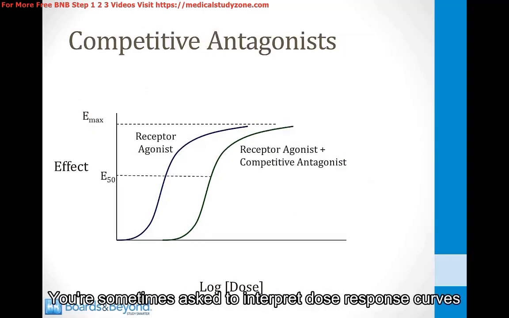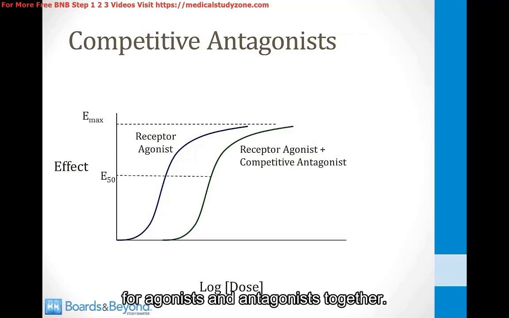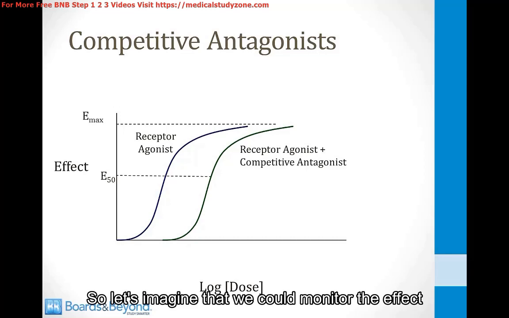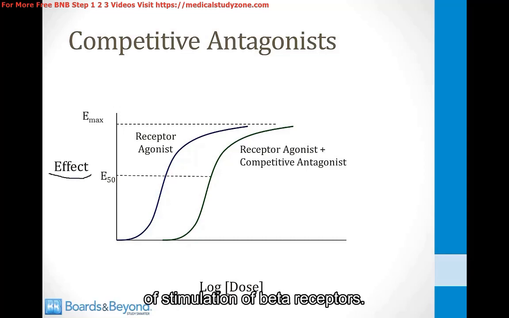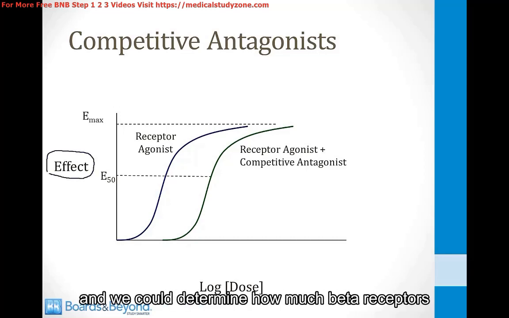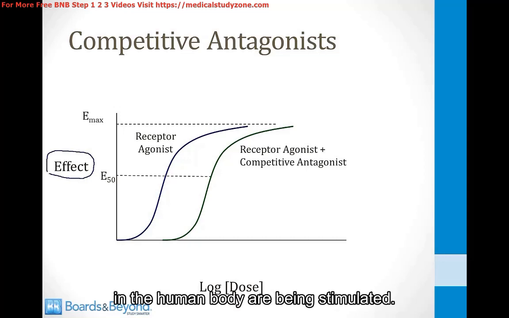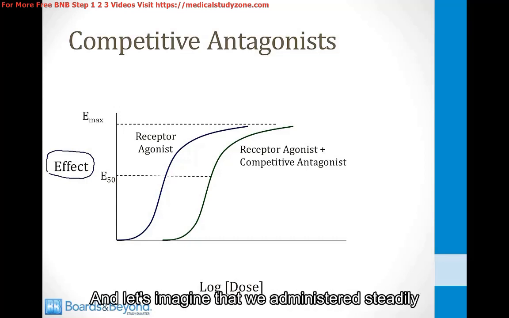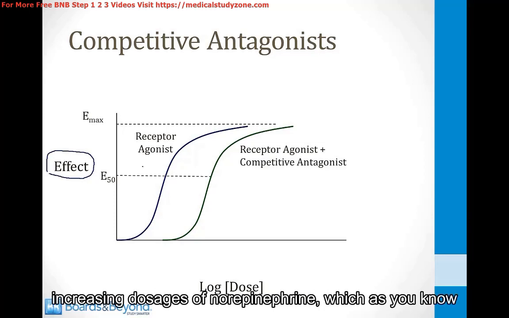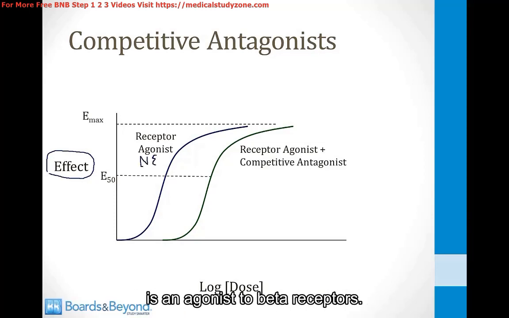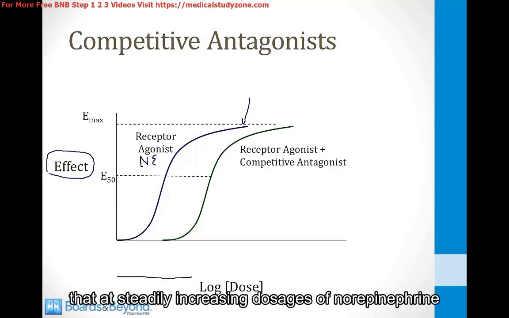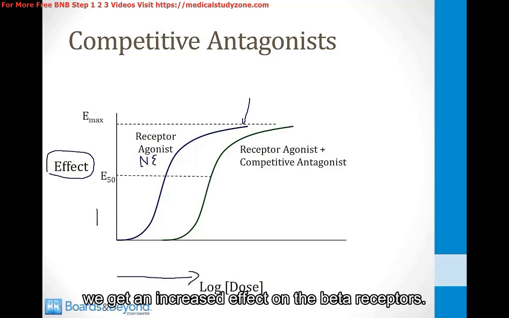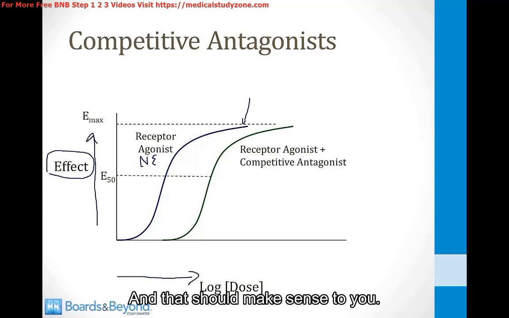You're sometimes asked to interpret dose response curves for agonists and antagonists together, so let's talk about how to do that. So let's imagine that we could monitor the effect of stimulation of beta receptors. Imagine we had some tool and we could determine how much beta receptors in the human body are being stimulated. And let's imagine that we administered steadily increasing dosages of norepinephrine, which, as you know, is an agonist to beta receptors. We would generate a curve like this blue curve right here, which shows that at steadily increasing dosages of norepinephrine, we get an increased effect on the beta receptors, and that should make sense to you.